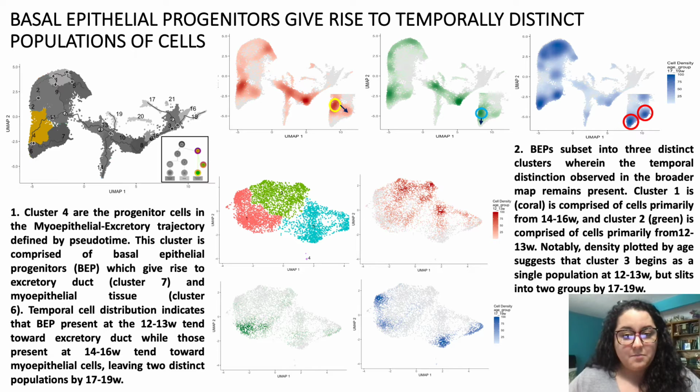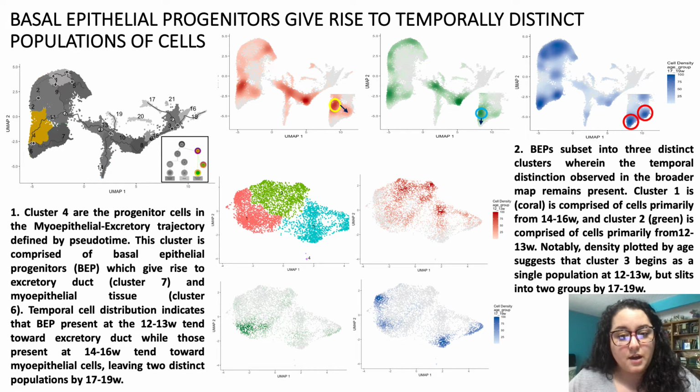Cluster 4 represents basal epithelial progenitors, which give rise to excretory duct in cluster 7 and myoepithelial cells here in cluster 6. When evaluating the temporal distribution of the cells, we observed that some of the population of cluster 4 seemed to tend toward the excretory duct during the 12 to 13 week point, whereas another population seemed to tend a little more toward the myoepithelial cells in the 14 to 16 week population, suggesting that there might be multiple basal epithelial progenitor subpopulations.